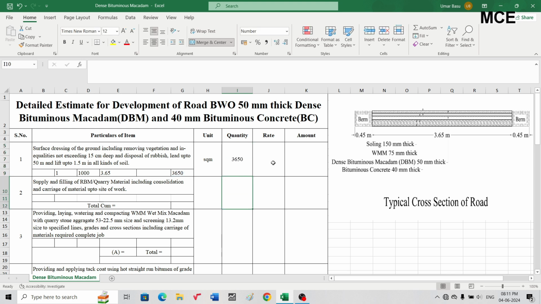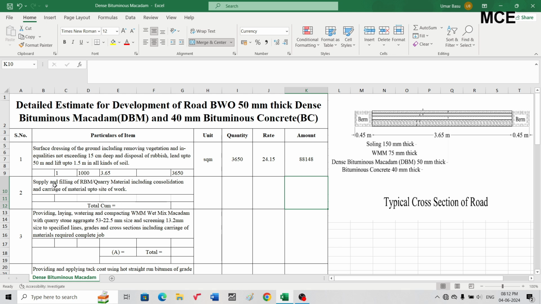And the rate we are taking from SOR, that is the schedule of rates of PWD of year 2023, and the rate for this item in the PWD SOR is 24.15 Indian rupees per square meter. So multiply quantity with the rate and you will get the amount. This is the amount for the first item.